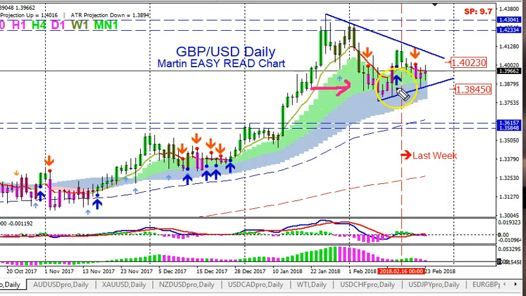However, note that we have green above blue. What does that mean? We're basically looking for buy trades, not sell trades at this point in time. As long as you have green above blue, you're only looking for buy trades, and that means looking for a buy above 140.23. If for any reason prices break down to the downside, you could look at possibly getting in below 138.40.